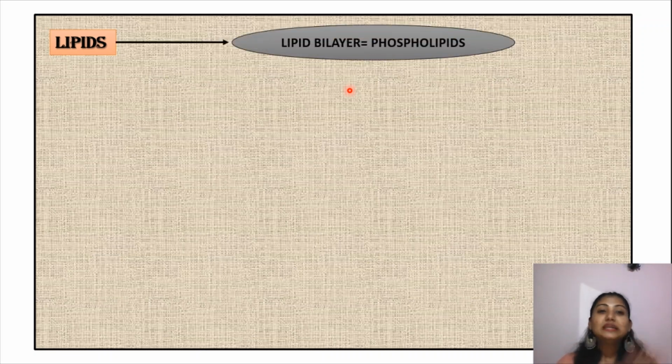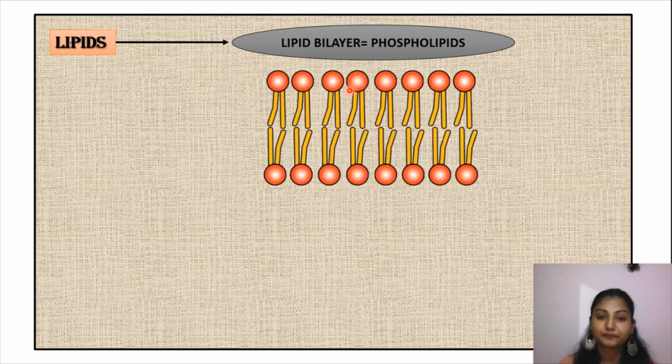So the lipid is nothing but a lipid bilayer, and this lipid bilayer is made up of phospholipids. Here we're talking about phosphor, which means the element phosphorus. This is how the actual cell membrane structure looks like. Don't worry, we'll be discussing this in detail too.